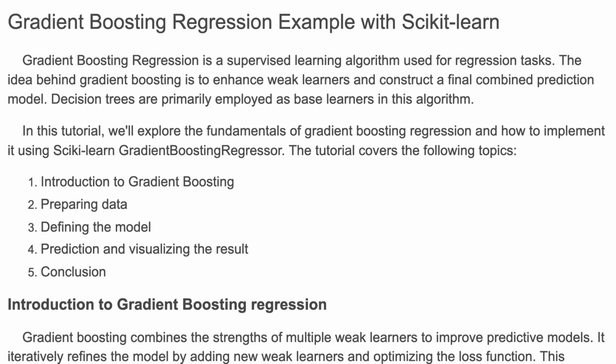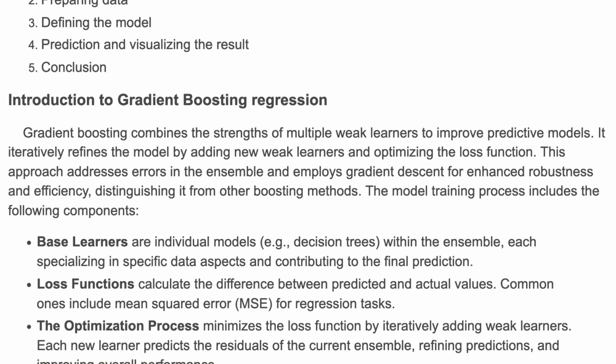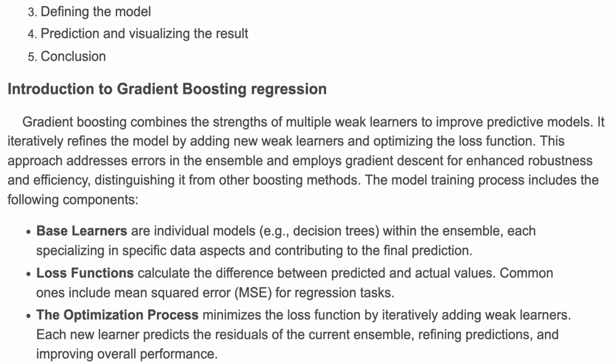First, I'll give a brief introduction to gradient boosting regression. Gradient boosting combines the strengths of multiple weak learners and improved predictive models. It iteratively refines the model by adding new weak learners and optimizing the loss function. This approach addresses errors in the ensemble and employs gradient descent for enhancing robustness and efficiency, distinguishing it from other boosting methods. The model training process includes the following components.